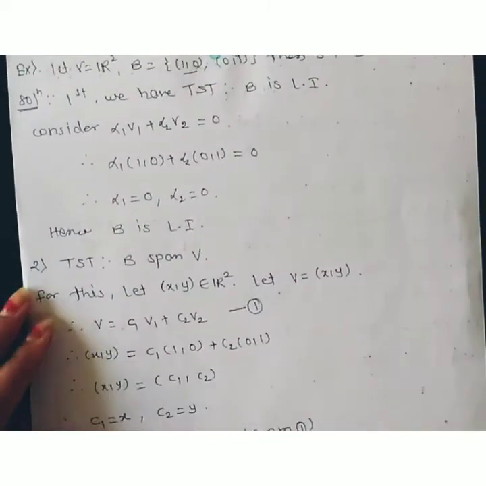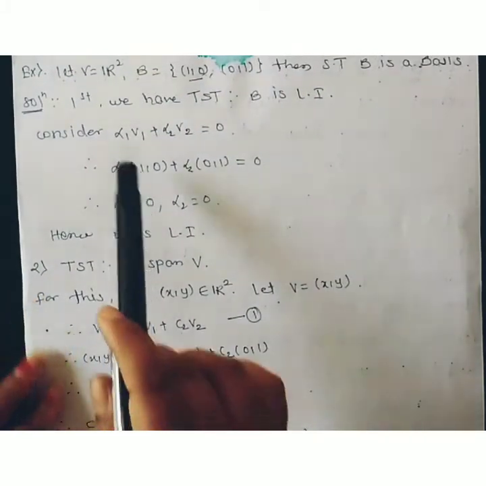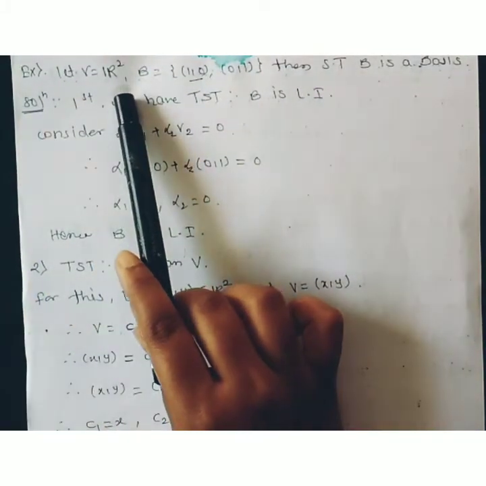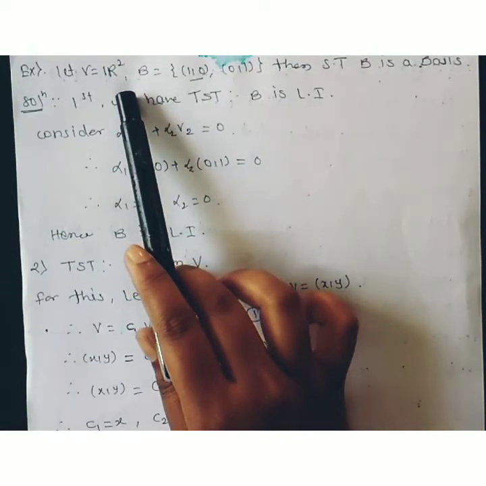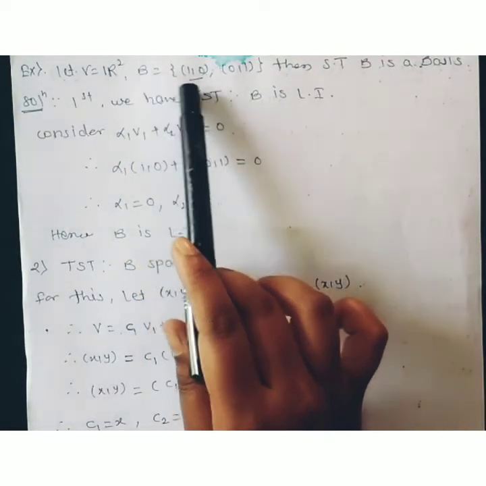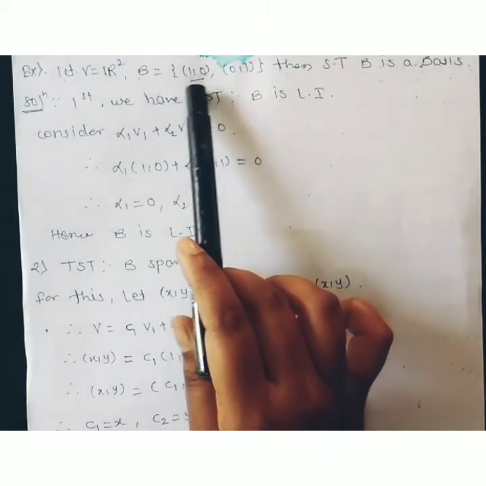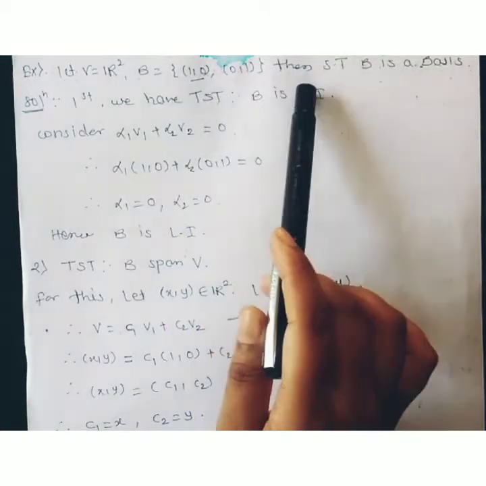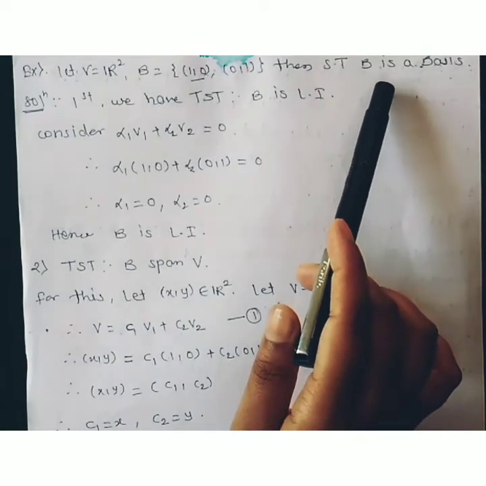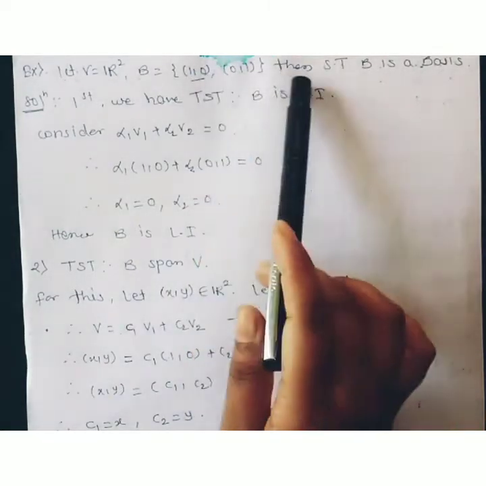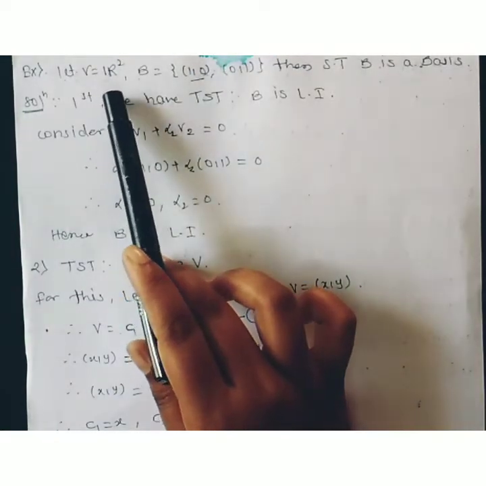Now, the next example: let V be equal to R2. Consider the vector space R2 and B, which is given, consisting of two elements, the ordered pairs (1, 0) and (0, 1). Then show that B is a basis. We have to show that this subset is a basis of the vector space R2.